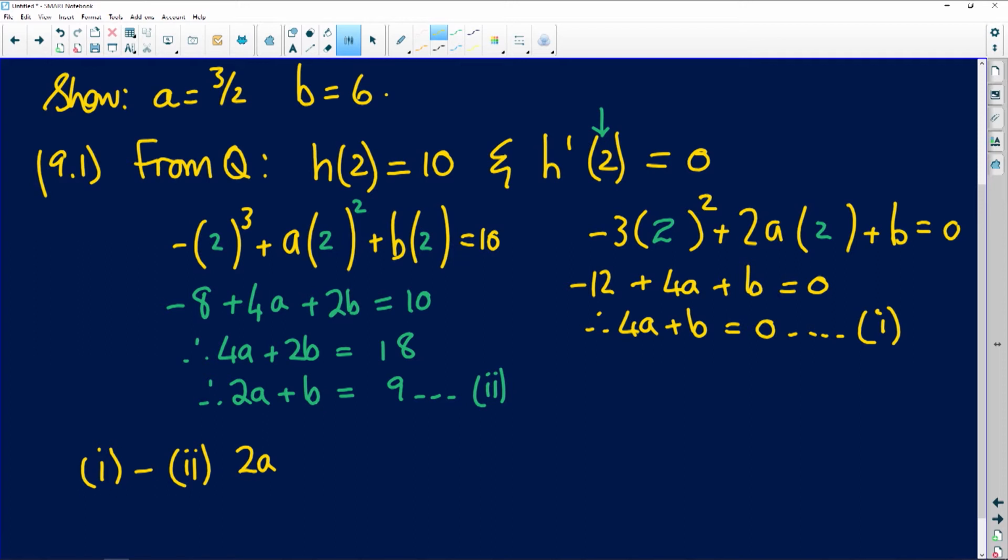b minus b is indeed 0. And what did I do here? That is supposed to be a 12. I'm thinking far too fast for my own health. So that is a 12 minus 9, which leaves me with a 3. So a is equal to 3 over 2.